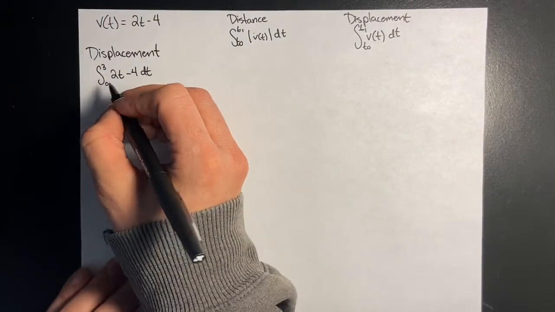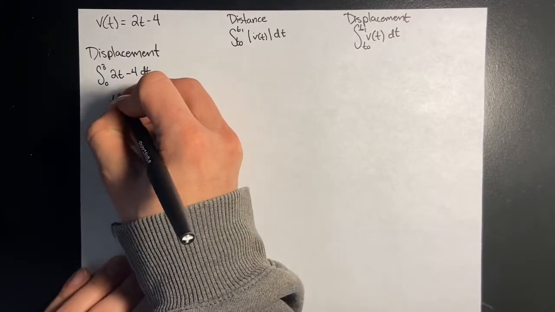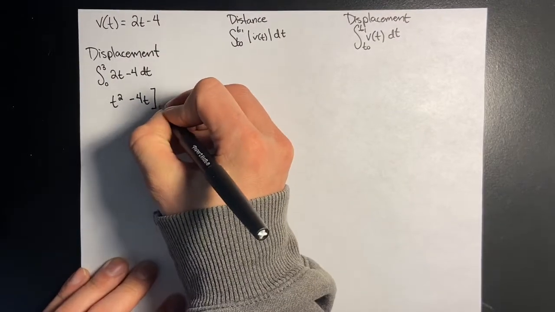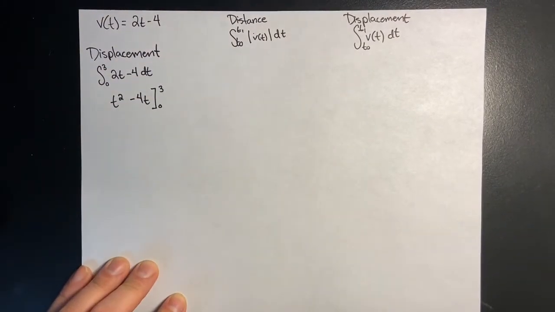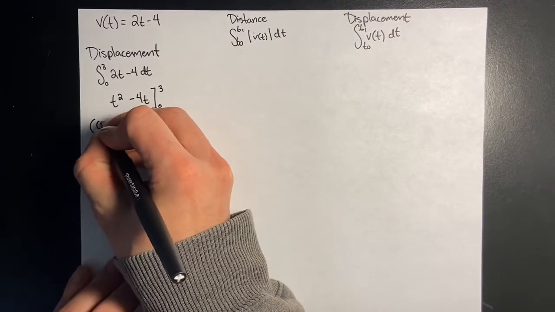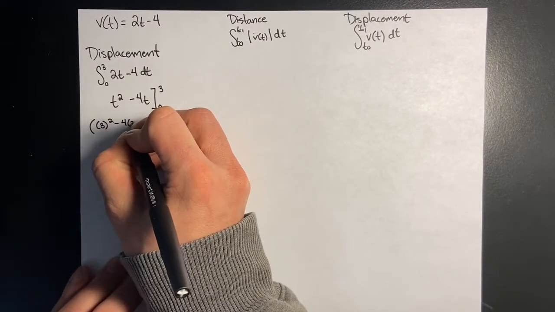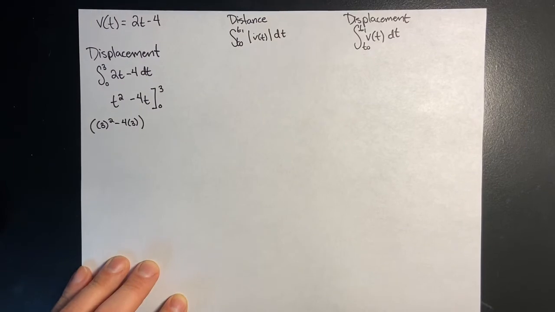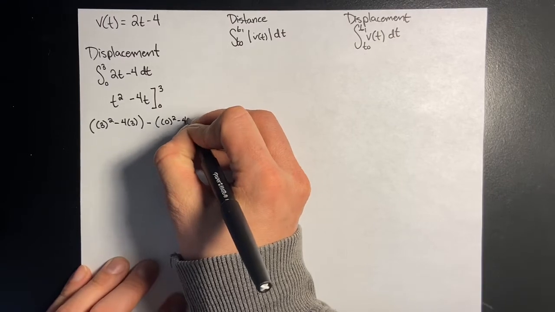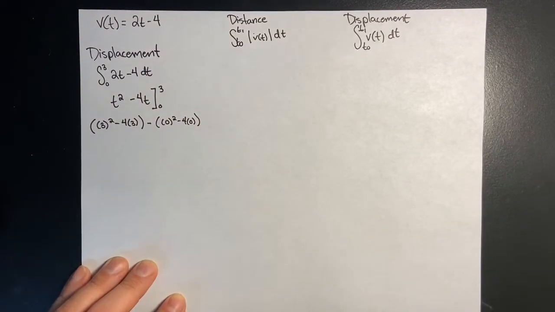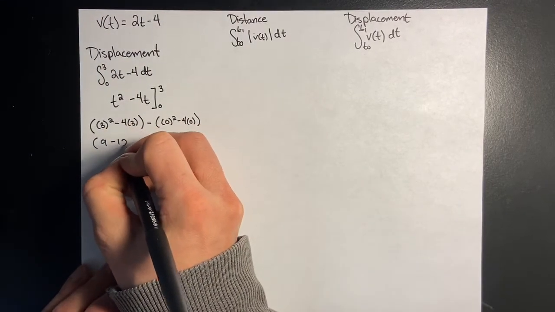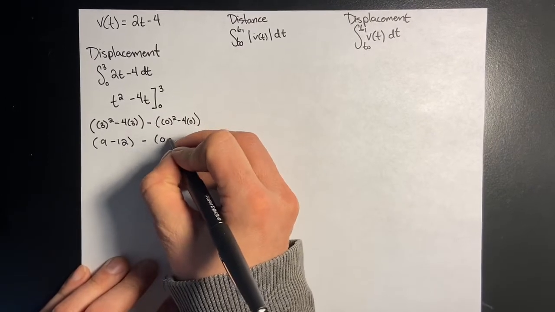I take the integral. The integral of 2t is t squared. The integral of 4 is 4t. And my limits of integration are 0 and 3. I plug in 3. So I have 3 squared minus 4 times 3. Minus, I plug in 0. 0 squared minus 4 times 0. I do the necessary math. 9 minus 12 minus 0 minus 0.